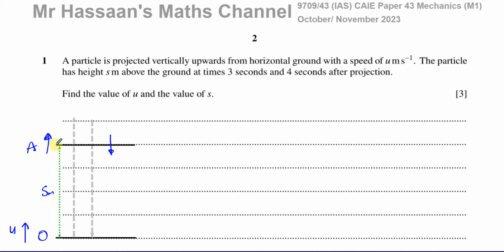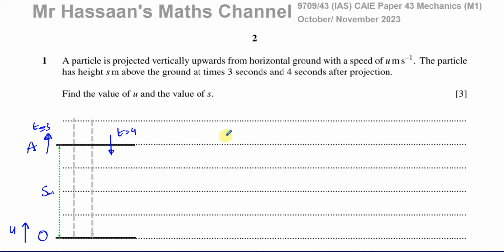So at these two times, which we know are when time equals 3 seconds, it's going to be reaching A on the way up. And when time equals 4 seconds, it's going to be reaching A on the way down. So it's going to go up, passing through that point, which is S meters away from O, and then again 1 second later, it's going to be coming down at that same level. So that's what this is referring to. Now, we have to find the value of U and the value of S.